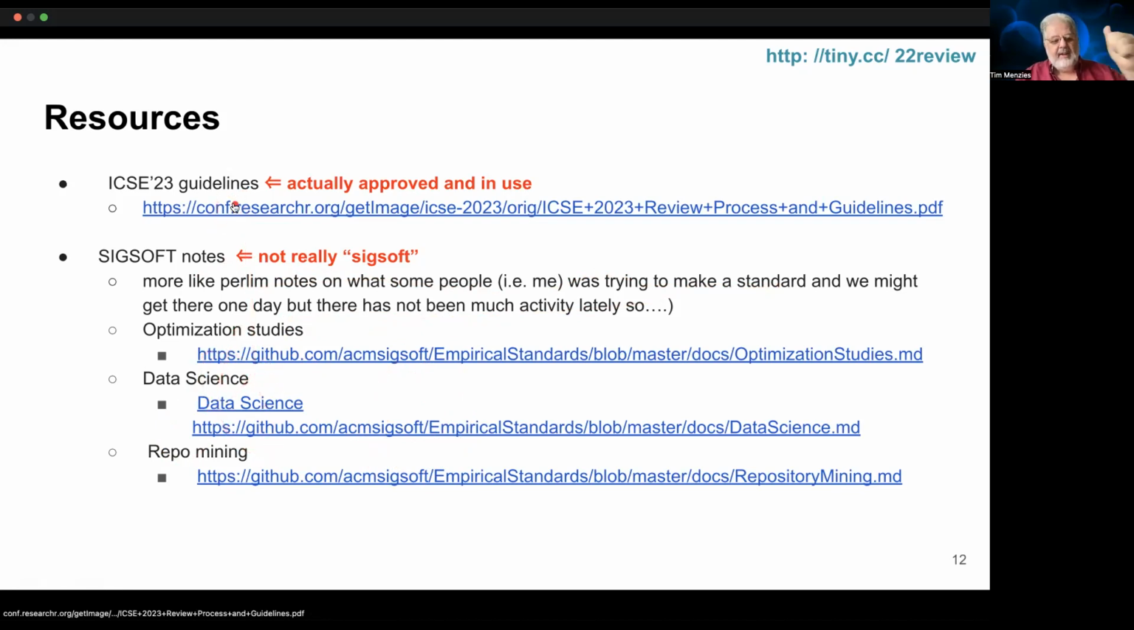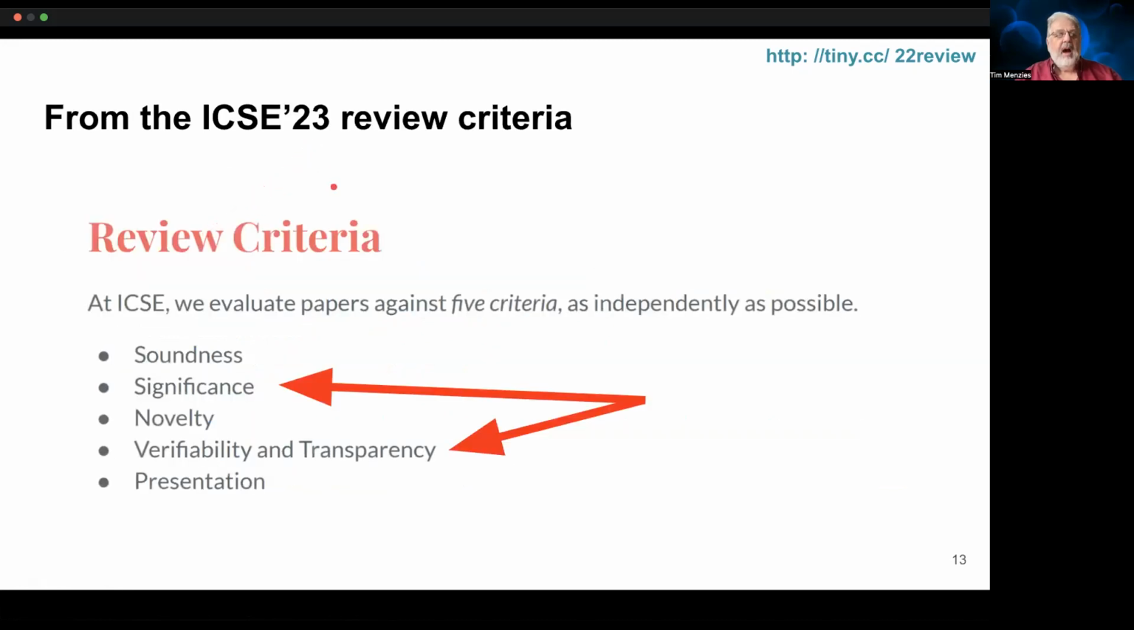These are absolutely you must do for ICSE. So that's really interesting resources to explore. I do want to hone in on some of the ICSE 23 review criteria, which I disagree with.